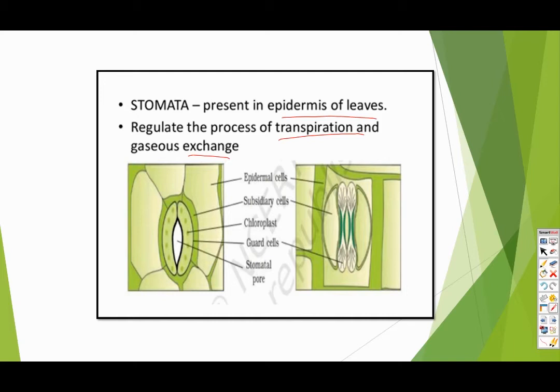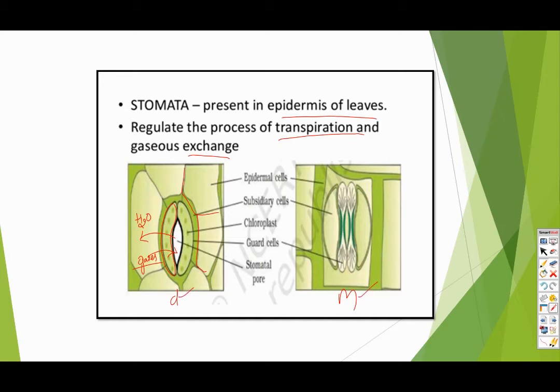Now, what are these cells which are present outside? These are called your subsidiary cells. Now, darlings, this is your dicot stomata and this is your monocot stomata. How do you differentiate? The dicot stomata is usually kidney shaped, whereas the monocot is usually dumbbell shaped. That's the difference between both. This is your dicot and this is your monocot.